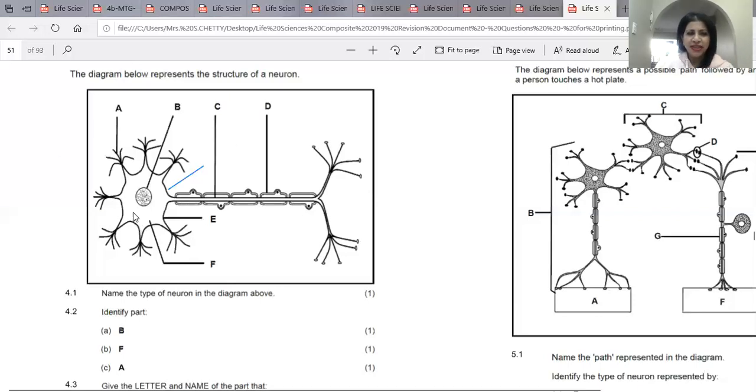One more thing that is not shown here are little dots that you'll sometimes see around here, and those are Nissl granules. They produce the chemical substance which allows impulses to travel.